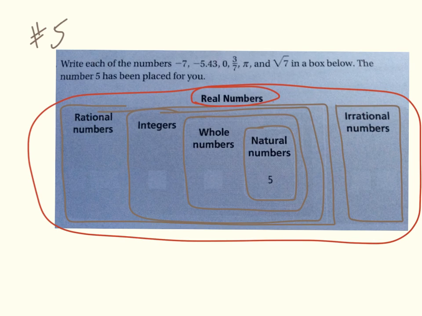Another activity for you to try, and we will check this and number 4 tomorrow. And here you are going to place each of the numbers above, -7, -5.43, 0, 3/7, pi, and the square root of 7 in the box below. Number 5 has been placed for you.